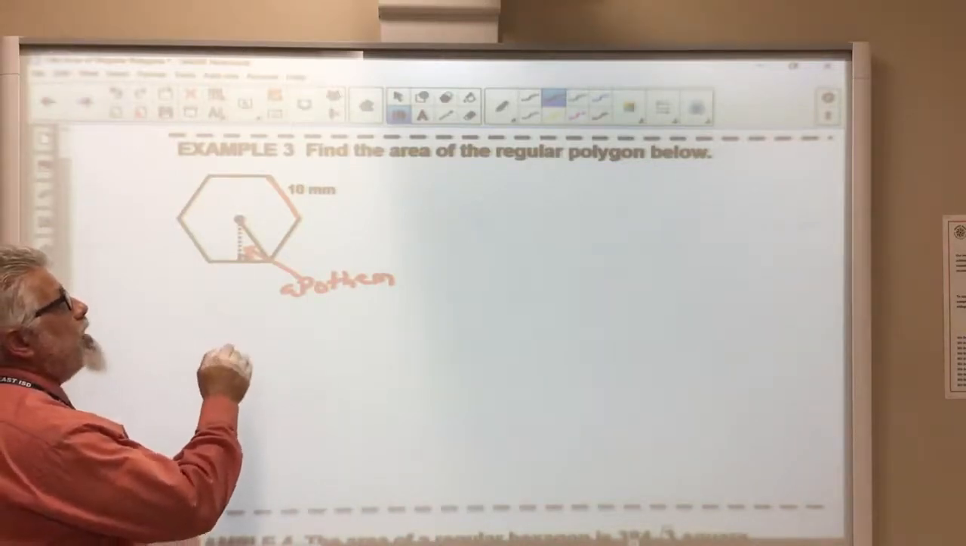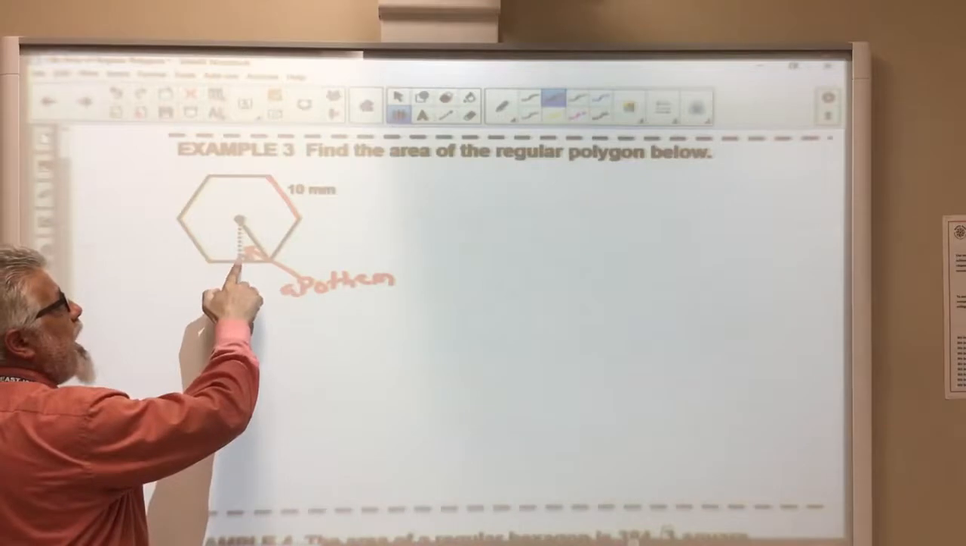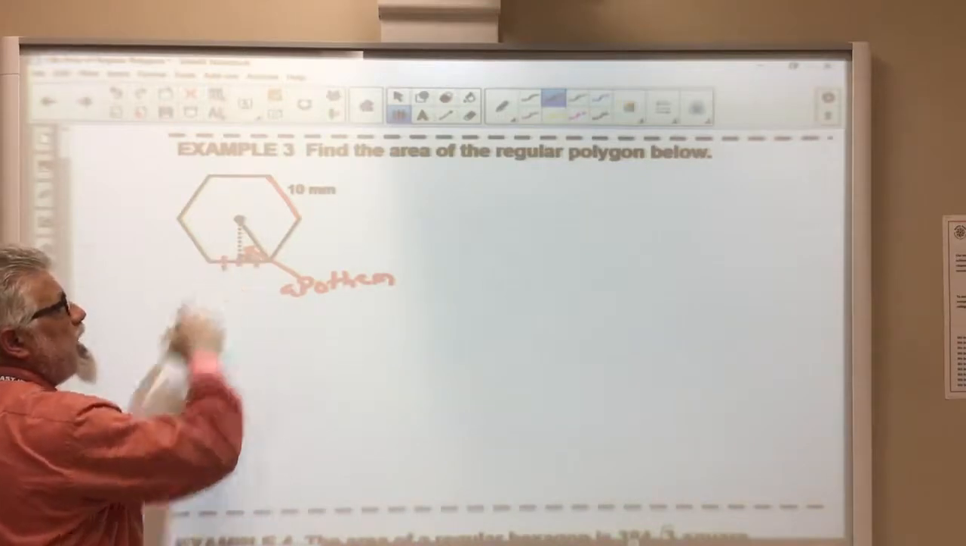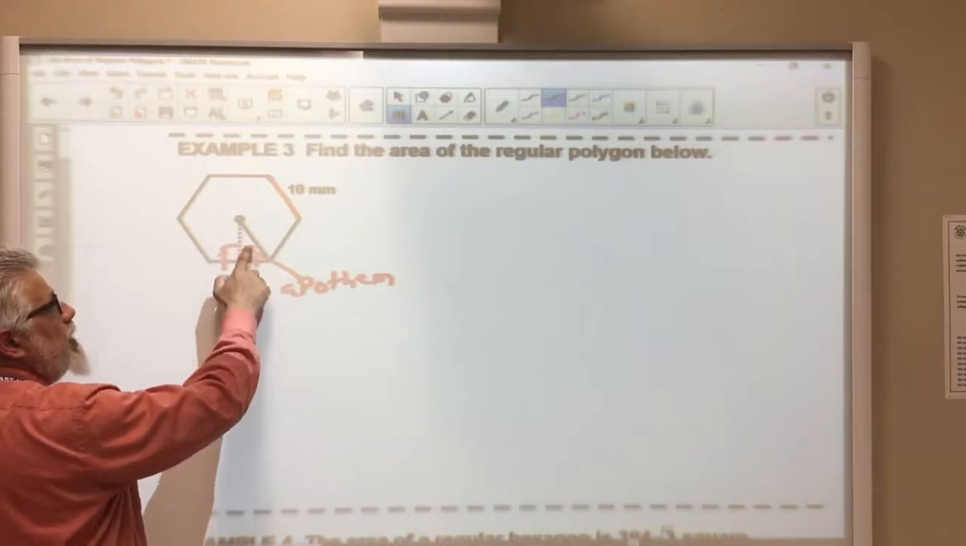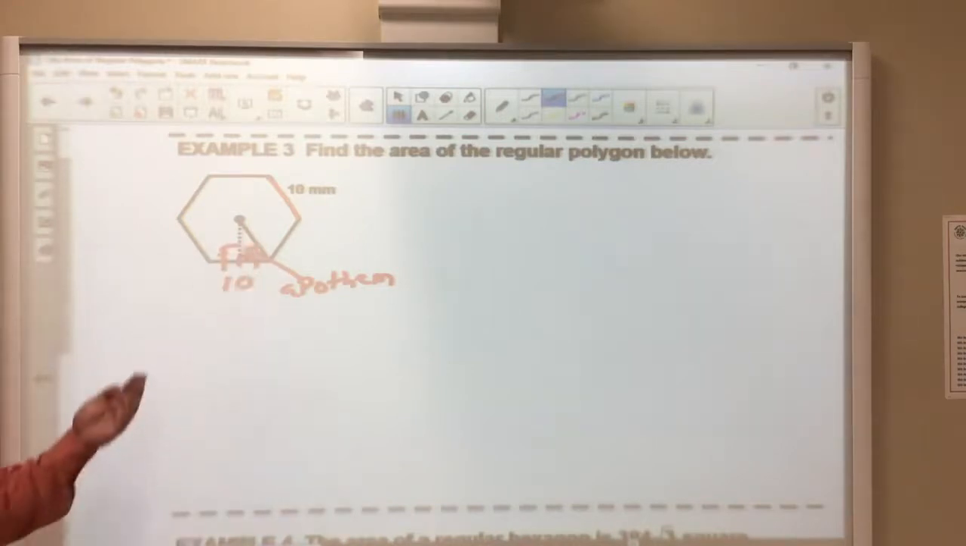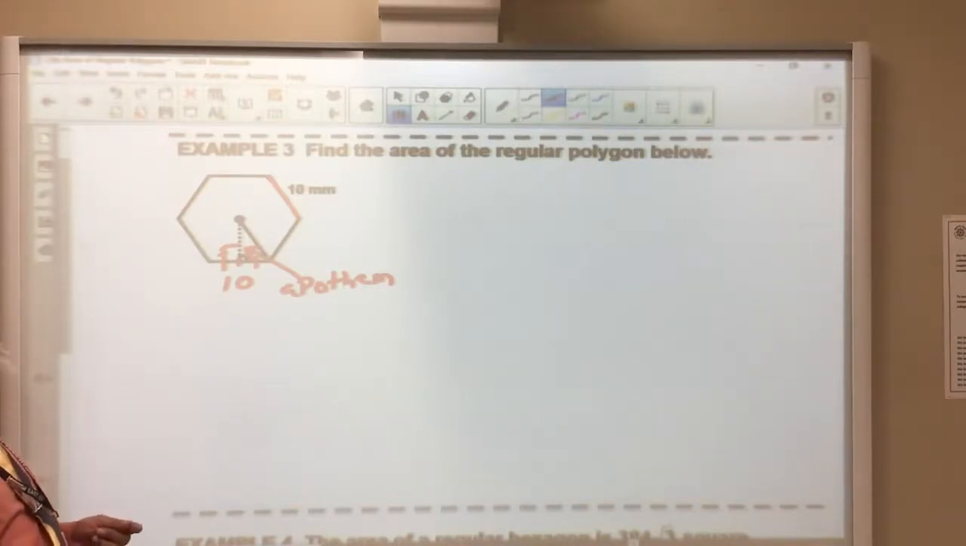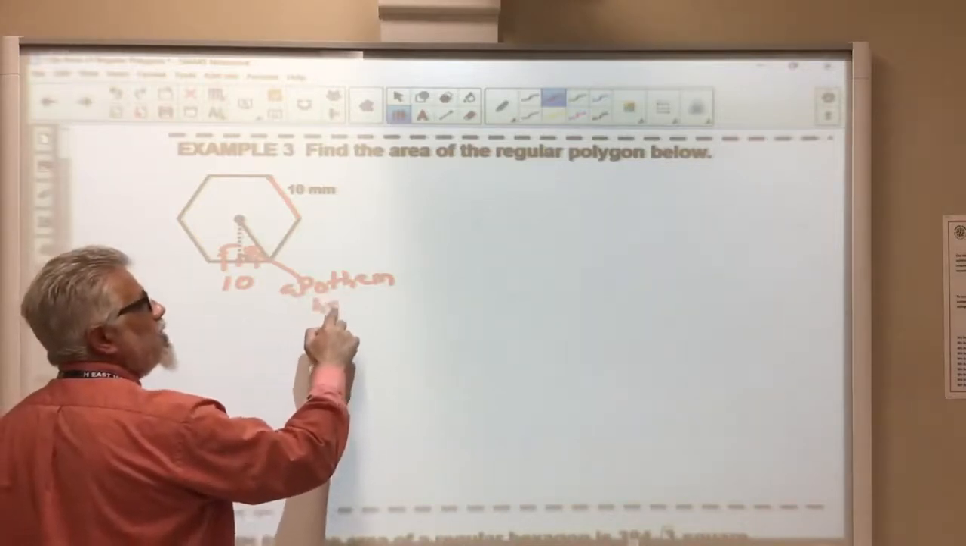I know that it cuts the side in half, which means this side and this side are the same. So if this guy is 10, this is 5, and that's 5. So the base of the small triangle is going to be 5. Now I'm going to have to use our special right triangles to determine what the height is, or the apothem. This is also the height.